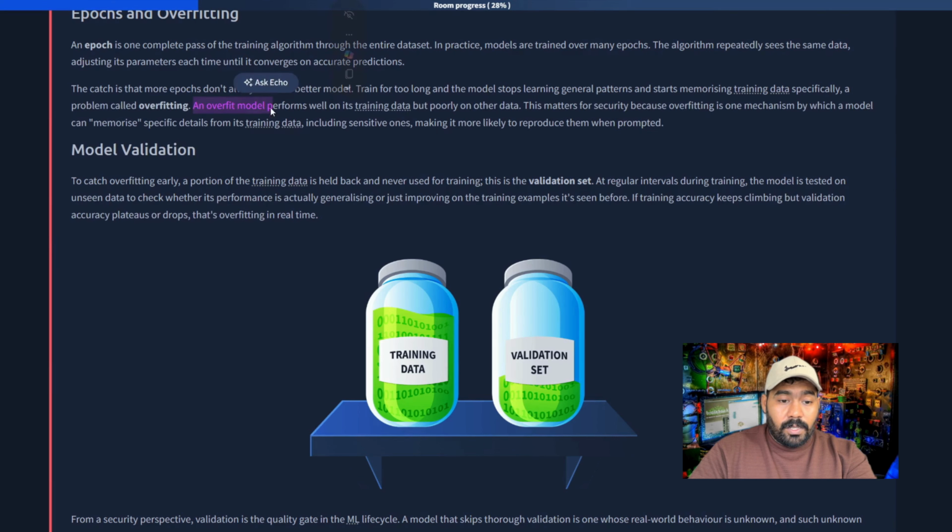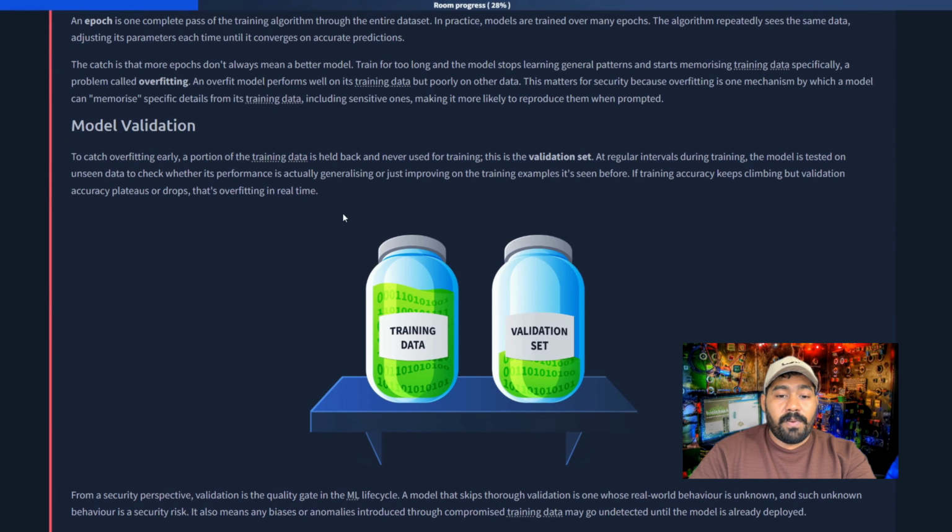And the security angle on this, let's read this one. This matters for security because overfitting is one mechanism by which a model can memorize specific details from the training data, including sensitive ones, making it more likely to reproduce them when prompted. So as we understand, overfitting isn't just a performance problem. It's a data leakage risk, right? That is what I understood. So if you have anything, just comment here.